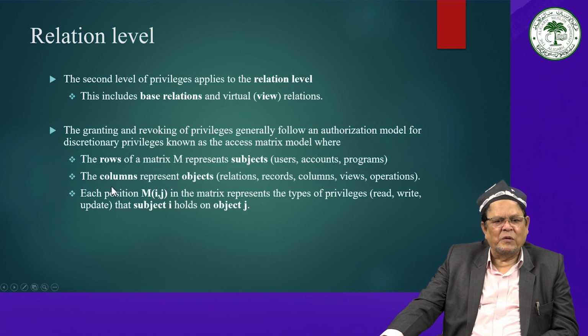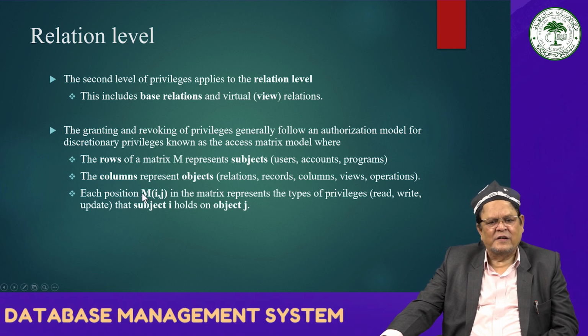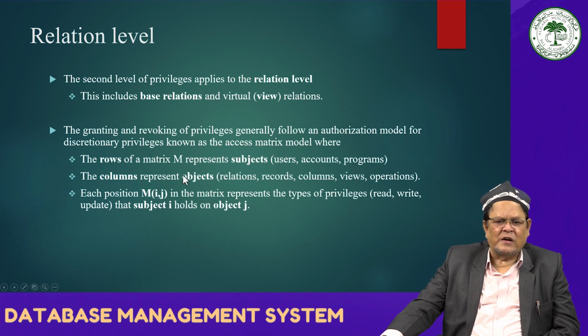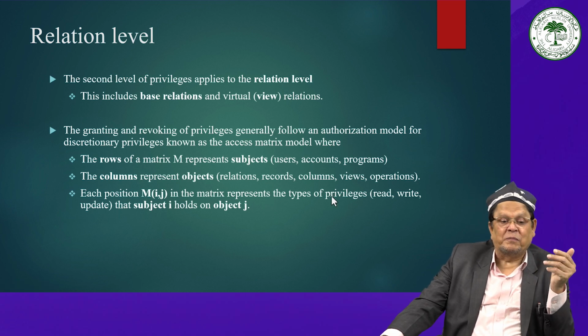matrix model. It means there are rows and columns. Suppose in a matrix Mij, I is the subject and J is the object. M represents the matrix, the row represents the subject, which means the users, the accounts, and the programs. The column represents the object, which means the relations, records, columns, views, and operations. So each position Mij in the matrix represents the type of privilege, which means it is given read, write, or update privilege.